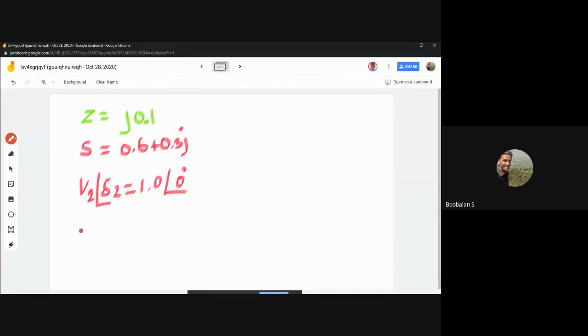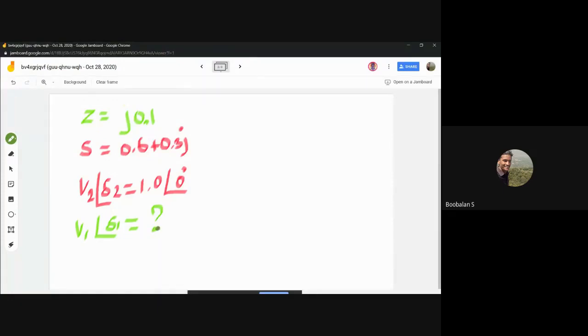But they're asking about V1 delta 1. It will be very easy to calculate, right? So how can we calculate it? Does anyone have an idea, please?